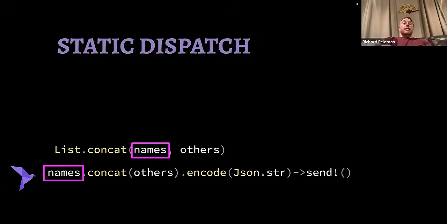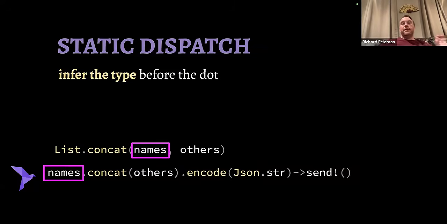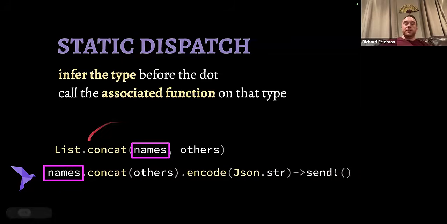Because we're doing all this statically and we have type inference, we can do some stuff that's literally not possible using only runtime information. You have to use static type information for some of the things I'm going to show you in a little bit. So the procedure here, just to recap: first you infer the type before the dot. In this case, names has the type list of strings. You call the associated function on that type.